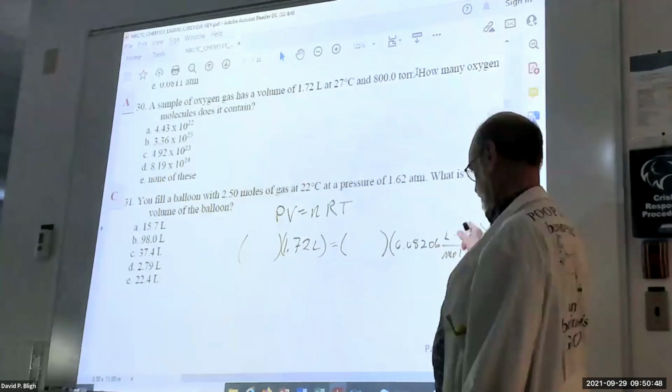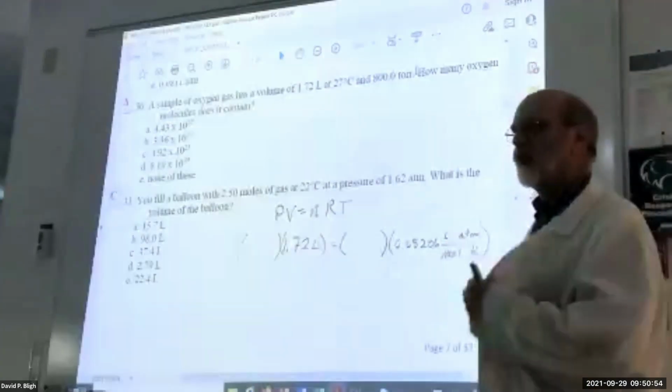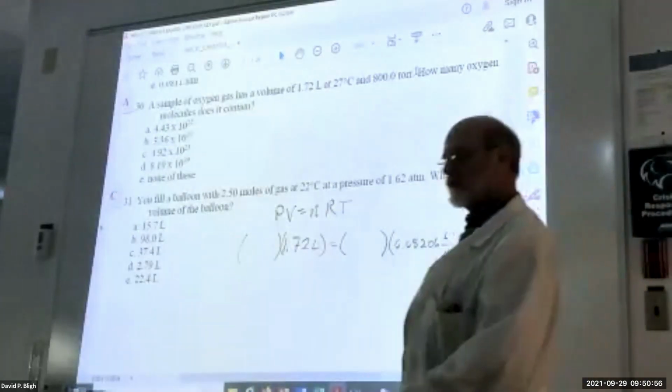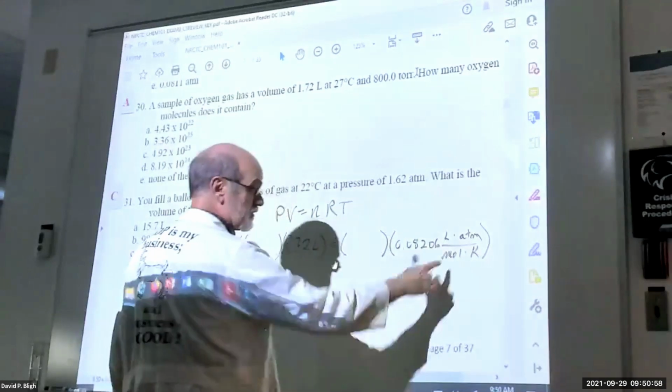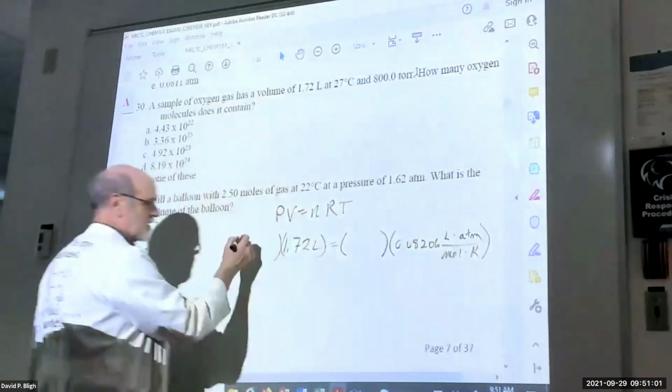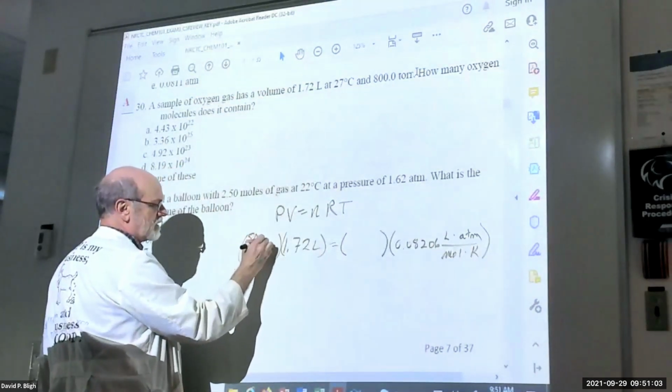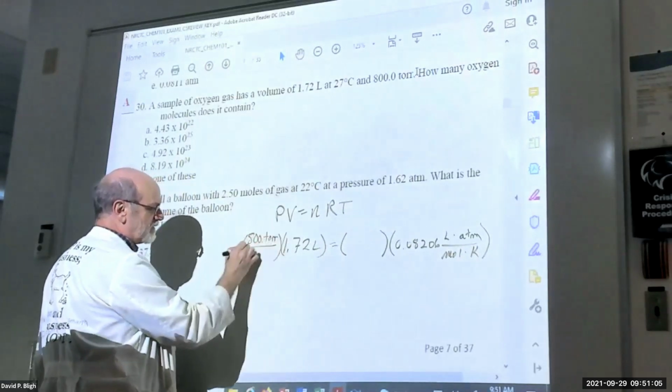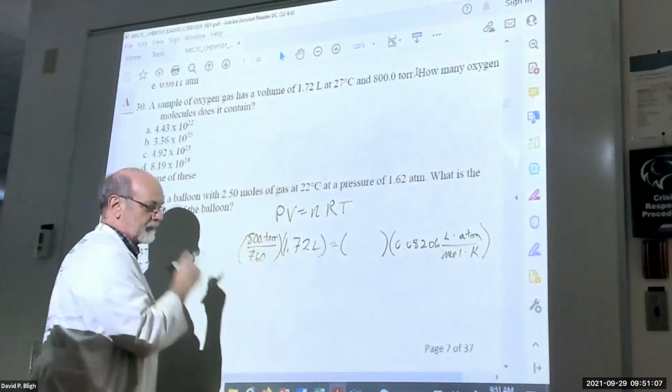We have to say liters, we're good there. Pressure, 800 torr. Okay, so what's a torr? A torr is a millimeter of mercury. So you can convert that to atmospheres, which is what we need to do, correct? You can convert that to atmospheres by dividing by 760.